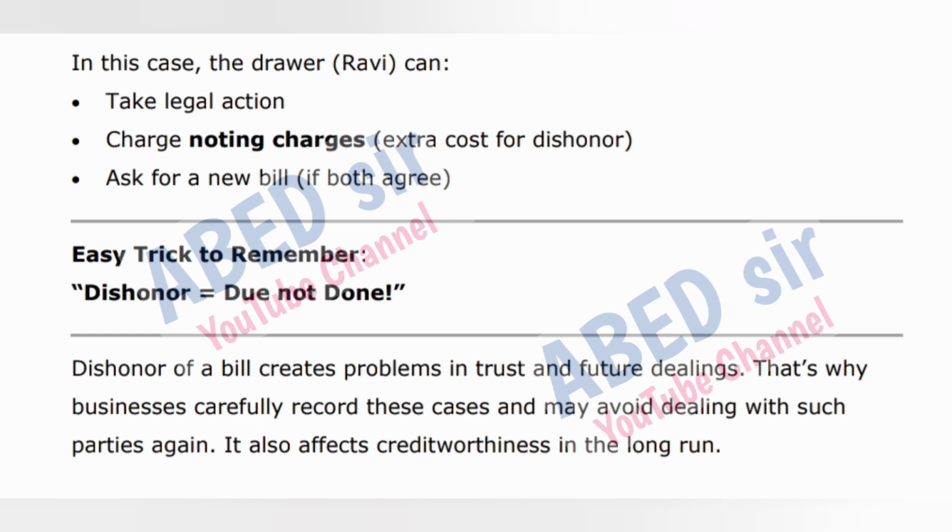Dishonor of a bill creates problems in trust and future dealings. That's why businesses carefully record these cases and may avoid dealing with such parties again. It also affects creditworthiness in the long run.